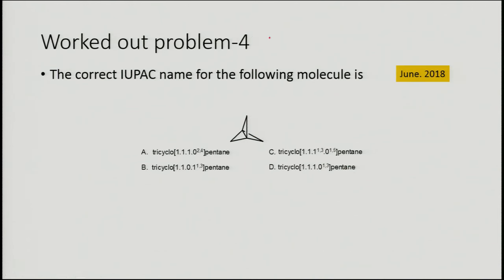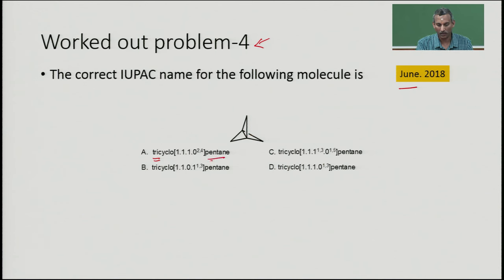So, let us move on to the next one, which is another tricyclic system. Here we have to find out the name for this particular compound. This appeared in the June 2018 NET examination. Four different names are given here. Tricyclo, so we have to identify the three rings that are present here, and the total number of carbons is given as pentane. In all the cases it is given as pentane.